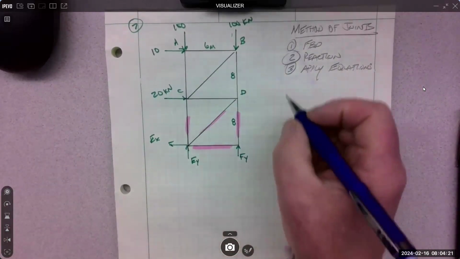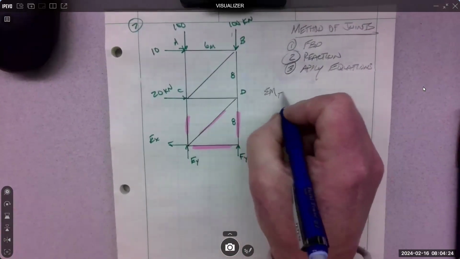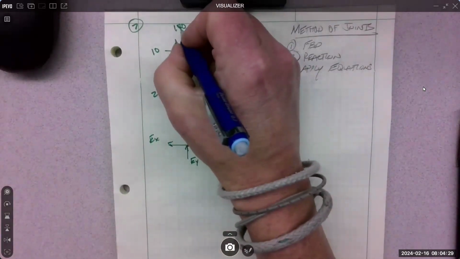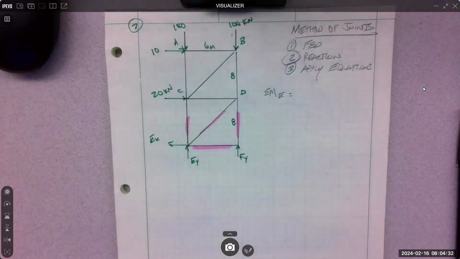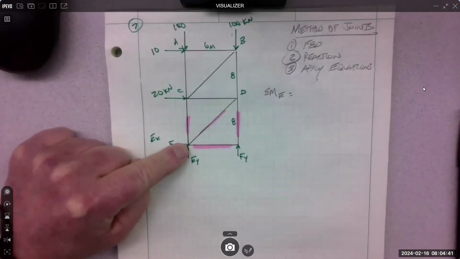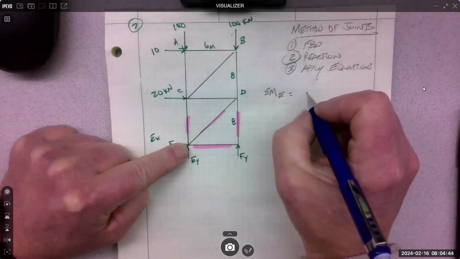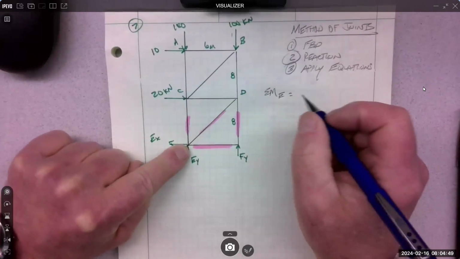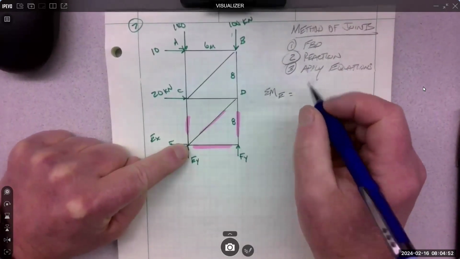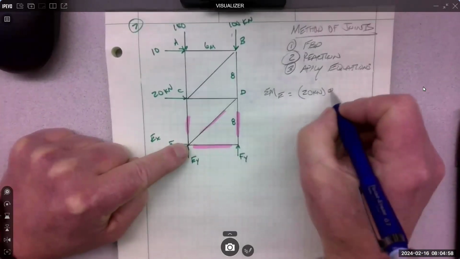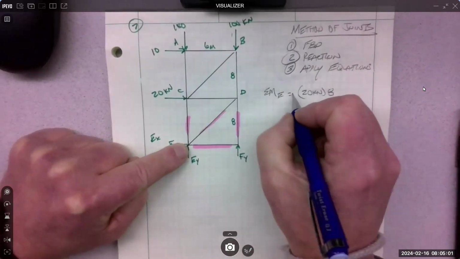All right, so let's do it. Sum a moment at E. You definitely want to just slow down and get this right, because this sets up the whole problem, right? Get this wrong, you're really in trouble. All right, what are all the forces that create moment and their rotations? 20 kilonewtons times 8. Rotation: clockwise, negative.